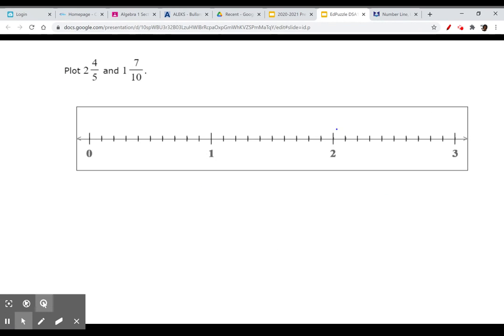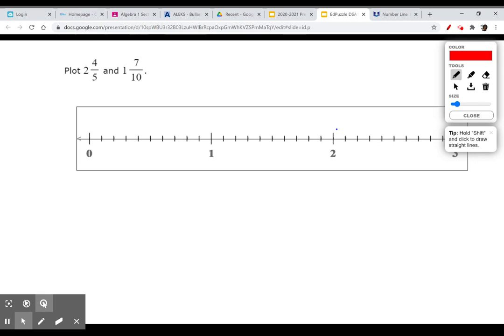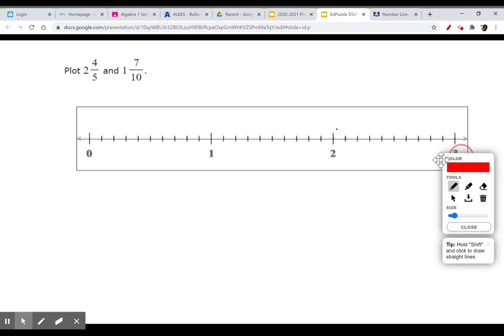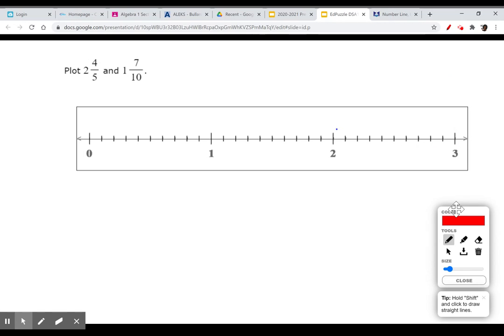Okay, so now we have plot 2 and 4/5 and 1 and 7/10. Now I'm looking at this and I can see that our denominators are breaking this up into 2 separate sections, or 2 types of sections. Okay, so this fraction is being broken up into fifths, and then the 1 over here is being broken up into tenths.